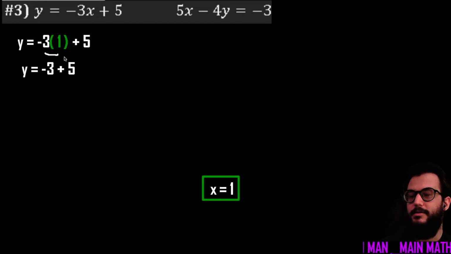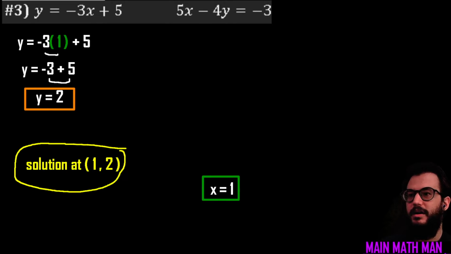Then I can say, all right, use those simplification skills. Negative 3 times 1 is negative 3, and then plus 5. That's just going to be a positive 2. So now I have my y value. Make sure you write it as an ordered pair. And so my solution is going to be at the point 1, 2. So again, x value, then your y value, write it as an ordered pair. So the solution to this system is going to be the point 1, 2.